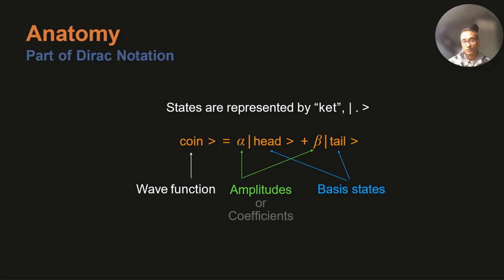Now, a flip of a coin can be represented as a wave function, and we do not care what kind of wave function it is, as long as it can be represented in a combination of what you call basis states, head and tail, supported by what you call an amplitude or coefficient, which is here represented by alpha and beta.